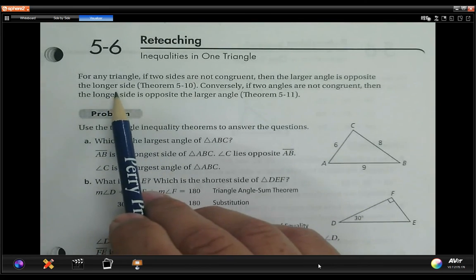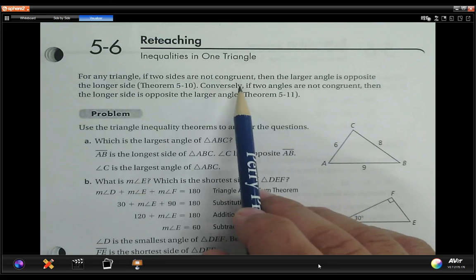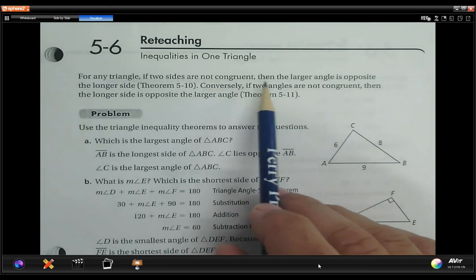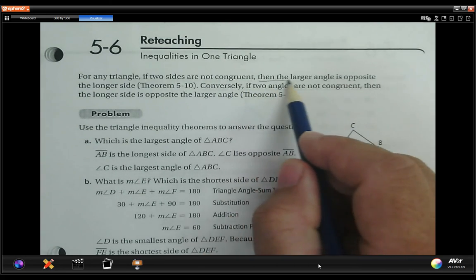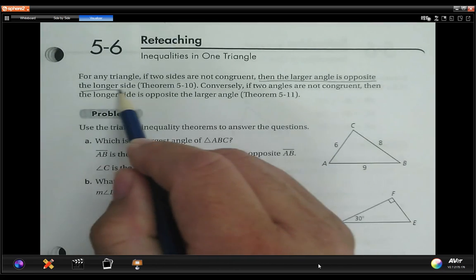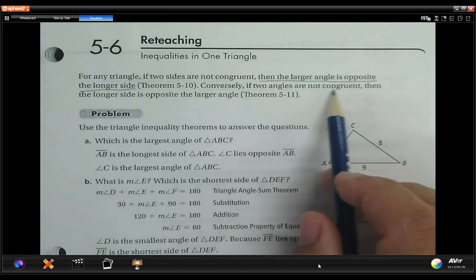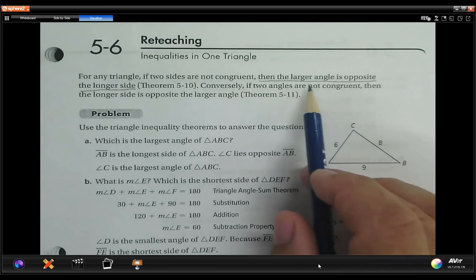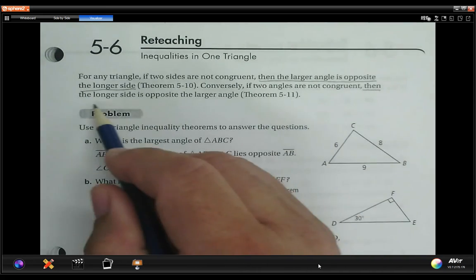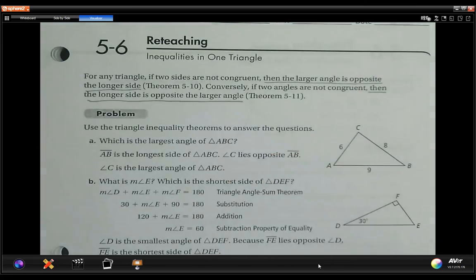It says for any triangle, if two sides are not congruent, that just means they're not the same. Here's the key. Then the larger angle is opposite the longer side, okay? Then it says conversely, if two angles are not congruent, again, the same thing it said before, then the longer side is opposite the larger angle.